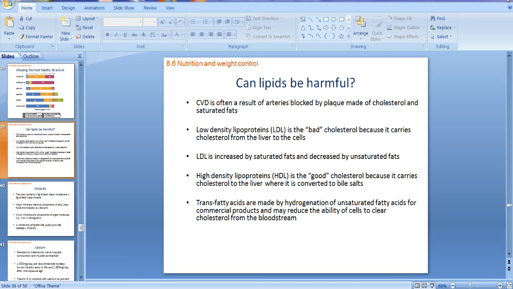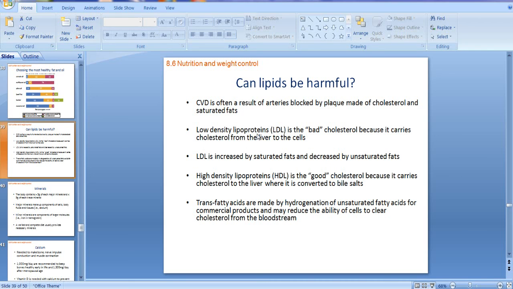Okay, so this section is, can lipids be harmful? So I think I talked about this a little bit, but cardiovascular disease is caused by the arteries being blocked up, and the plaque can be made by cholesterol and saturated fats.